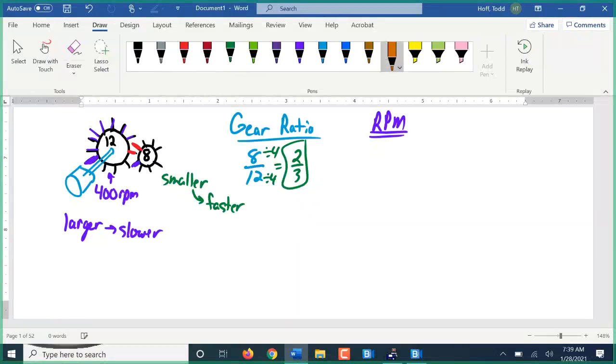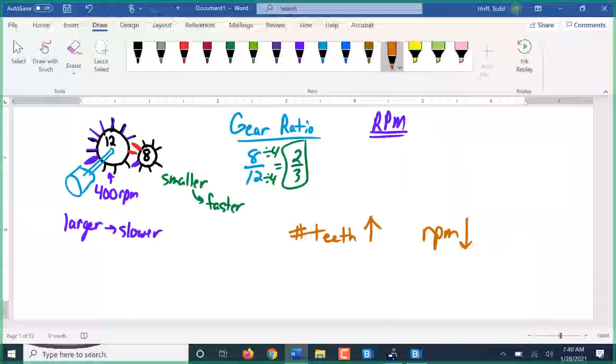Well, the relationship here: if the number of teeth gets larger, the RPM gets smaller. This is an inverse relationship. Now, the term inverse proportion comes from the fact that you can set up a proportion for this. If you don't want to write this next part down, I'll show you an easier way to work with it in just a second.